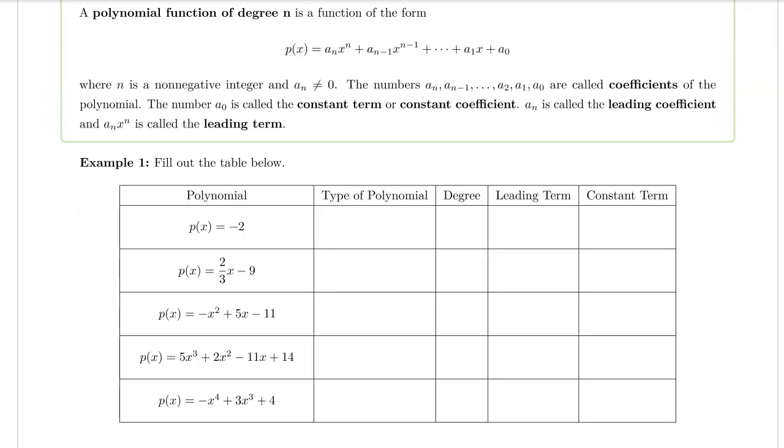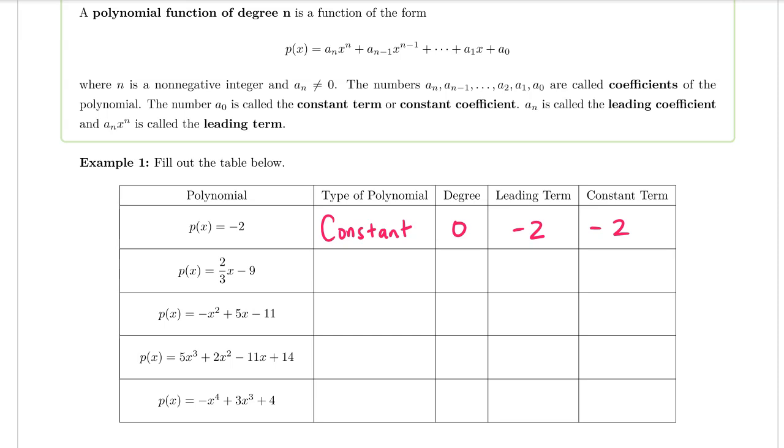Example 1 asks us to fill out the table below. The first example of our polynomial is p of x is equal to negative 2. This is known as a constant polynomial because we just have a constant or a number. Now, the degree, remember, is the highest power on x, and notice that there's no x there because I can write this as x to the 0 power, and remember x to the 0 power is equal to 1, so I can also remove that. So in this case, the degree is 0, our leading term is negative 2, and our constant term is also negative 2, since that's the only term that's there.